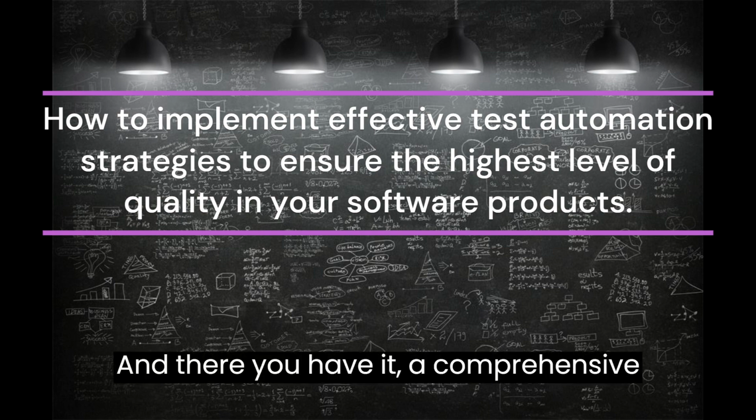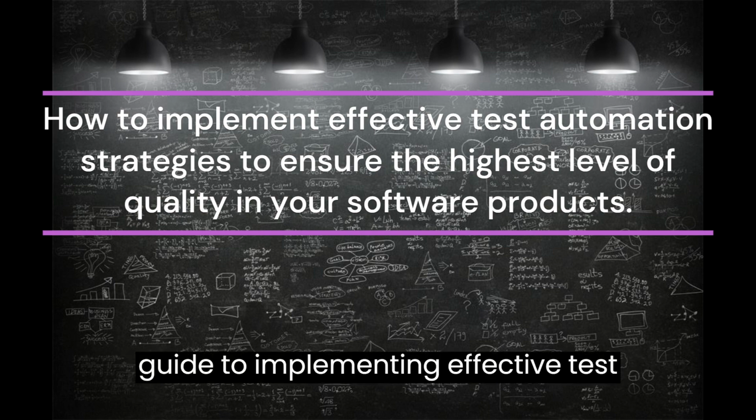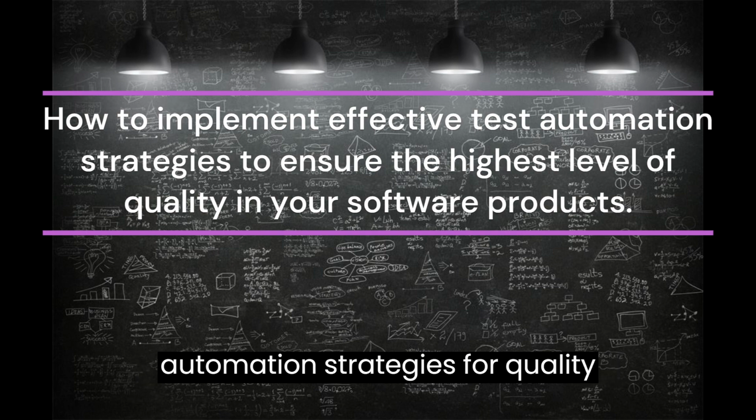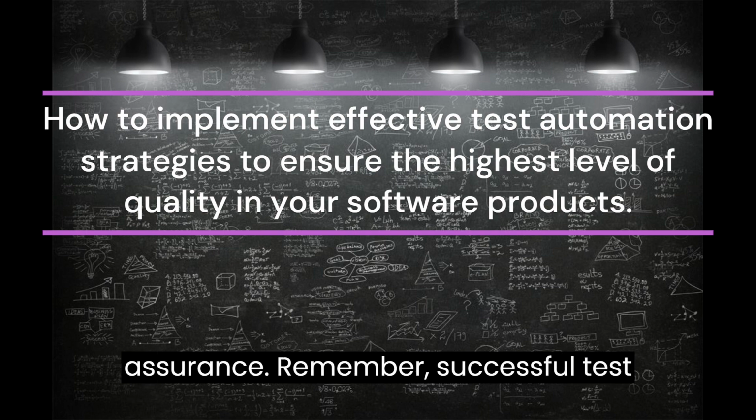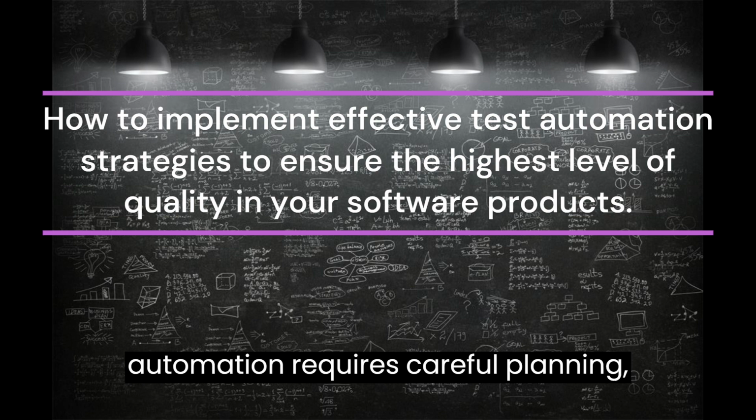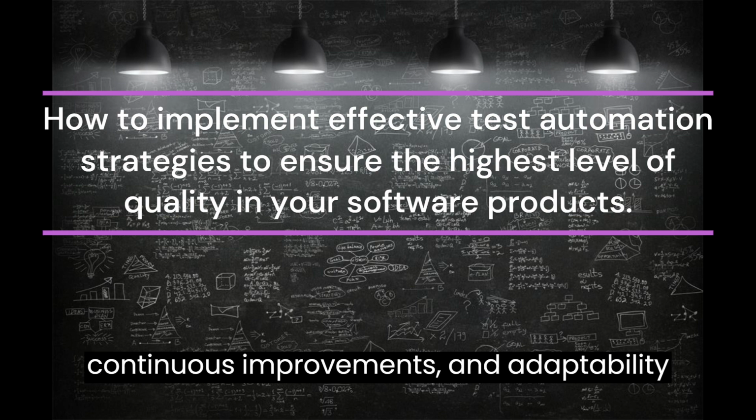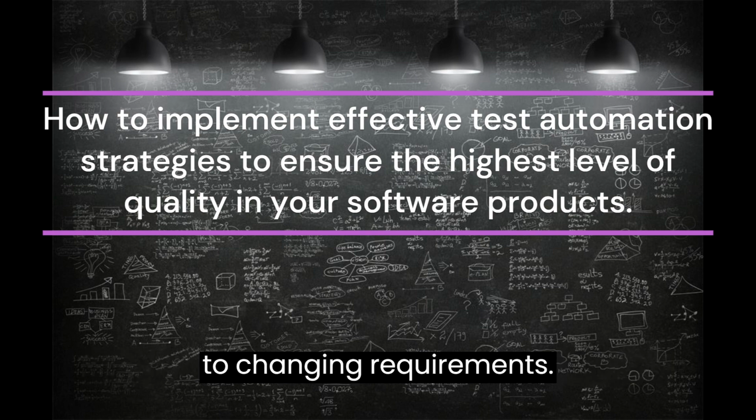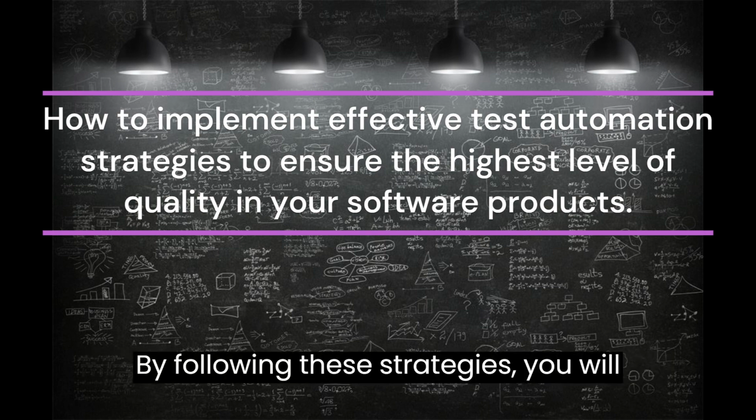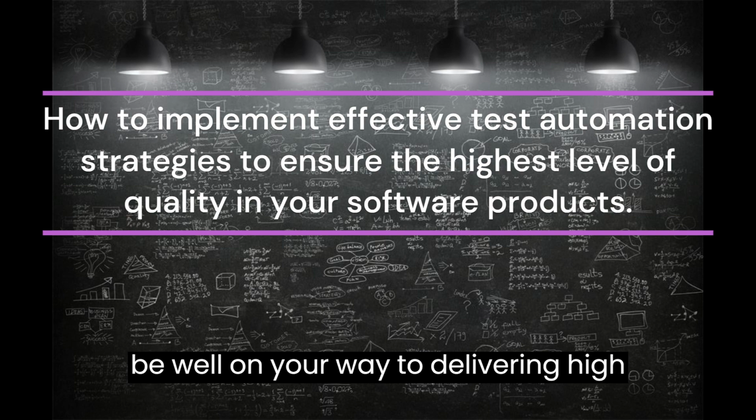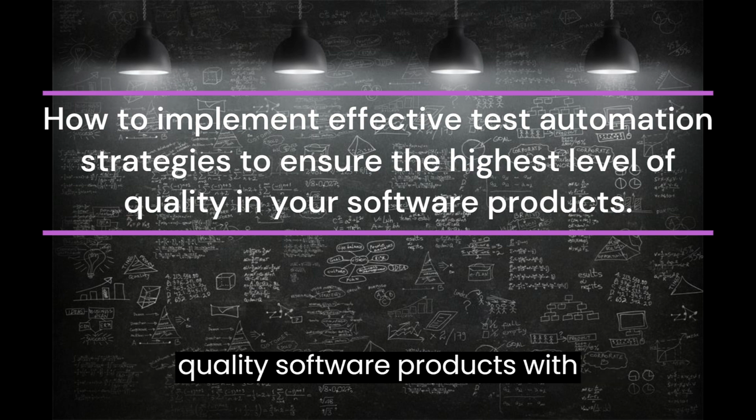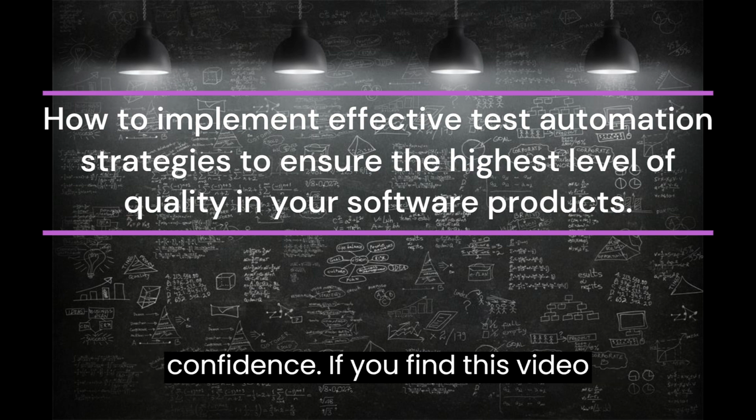And there you have it, a comprehensive guide to implementing effective test automation strategies for quality assurance. Remember, successful test automation requires careful planning, continuous improvement, and adaptability to changing requirements. By following these strategies, you will be well on your way to delivering high-quality software products with confidence.